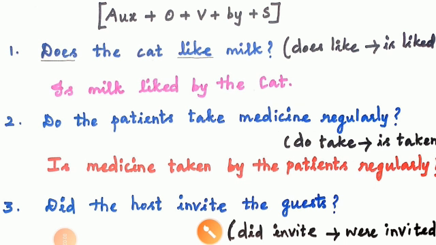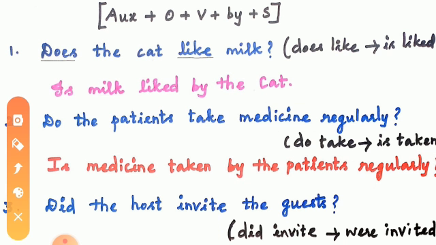Whether the active sentence starts with the auxiliary verb do, does, did, we have a common formula for changing into passive voice, students. Just look at the formula: auxiliary verb plus object plus verb plus preposition by plus subject. Just look at the example. Does the cat like milk?